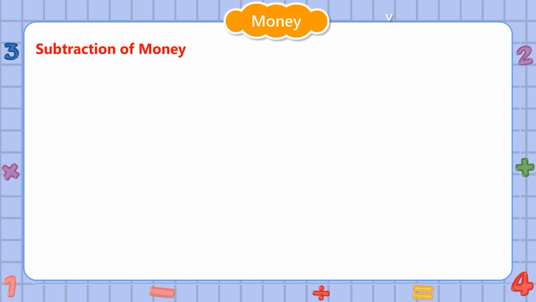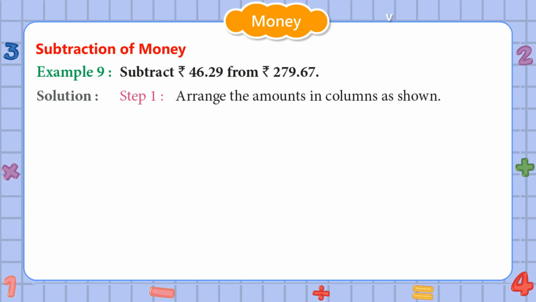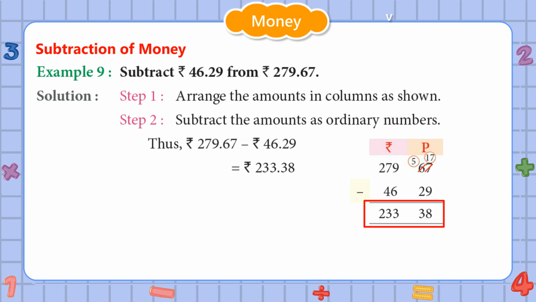Subtraction of money. Example 9. Subtract rupees 46 and 29 paise from rupees 279 and 67 paise. Solution. Step 1. Arrange the amounts in columns as shown. Step 2. Subtract the amounts as ordinary numbers. Thus, rupees 279 and 67 paise minus rupees 46 and 29 paise is equal to rupees 233 and 38 paise.